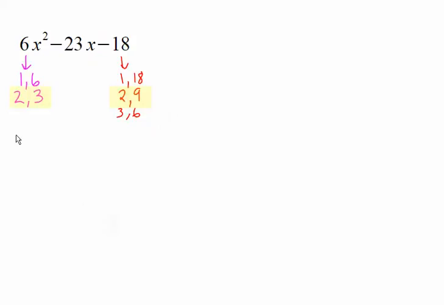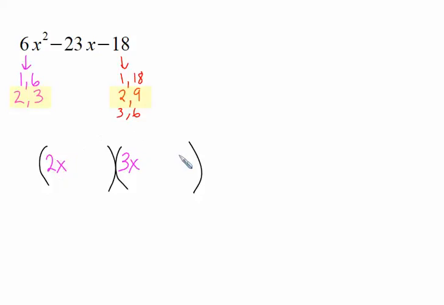What if we paired these up? 2 times 2 is 4. 3 times 9 is 27. 4 and 27, if we subtract them, looks like it might give us the 23 that we would need to have. So let's look at using this as the set of factors. Writing it out, we know that the two first terms are going to be a 2x and a 3x. Now what we said was 4 and 27.